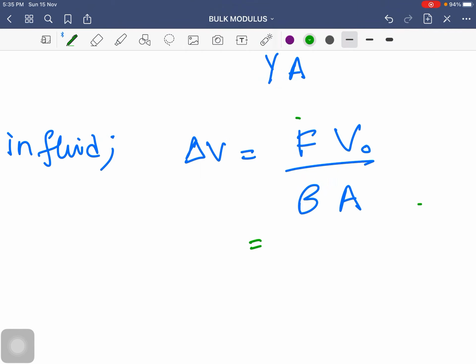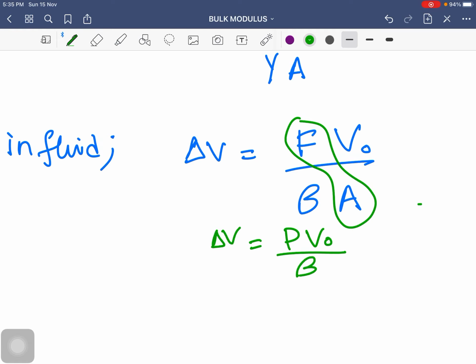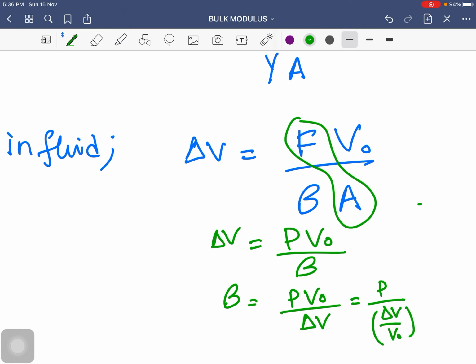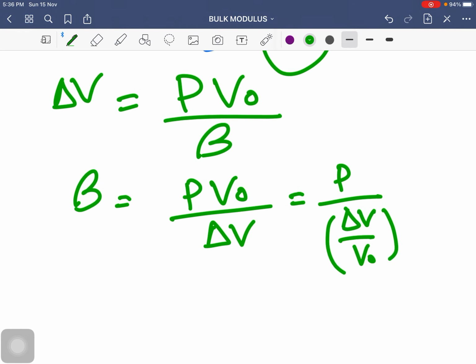So here F over A is pressure. So what will happen? Pressure over bulk modulus. So this one is the delta V. Bulk modulus is defined as P times V naught, or V initial, divided by delta V. Or in another way to write it, we can write it also as pressure divided by delta V and then initial volume. So any of it can be used.